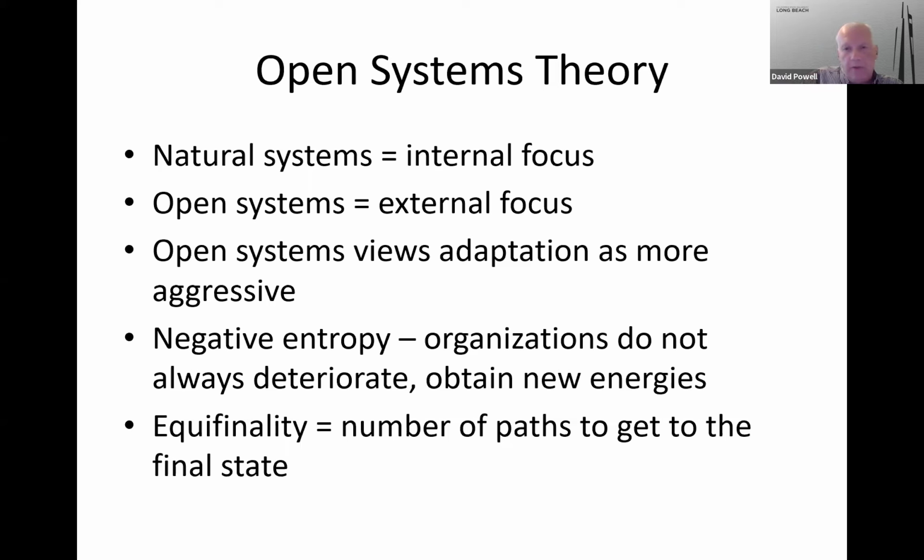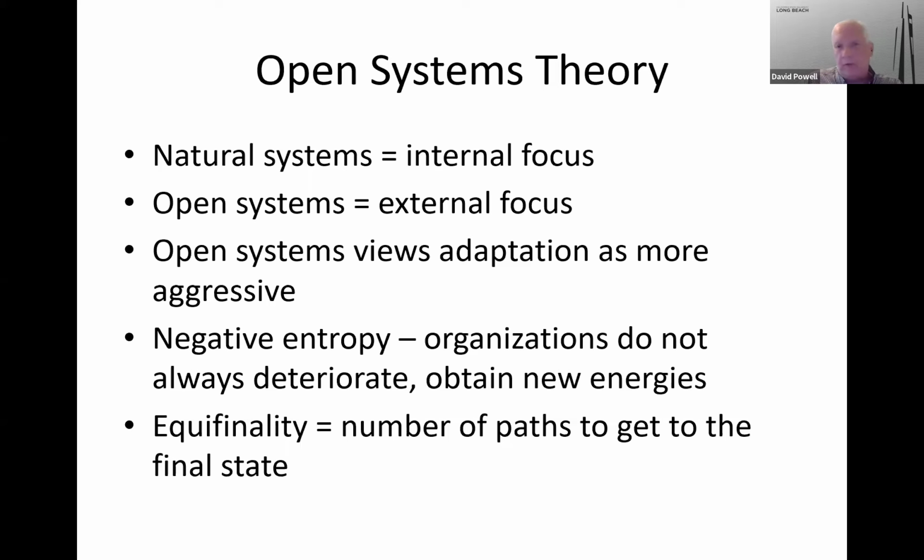They assume that organizations are going to have to be very aggressive in how they adapt to changes in their environment because environments are inherently very dynamic in nature. An important point of departure from the natural systems theorists is that open systems theorists like Katz and Kahn would make the argument that there's not only entropy, but there's also the counter to that, known as negative entropy.